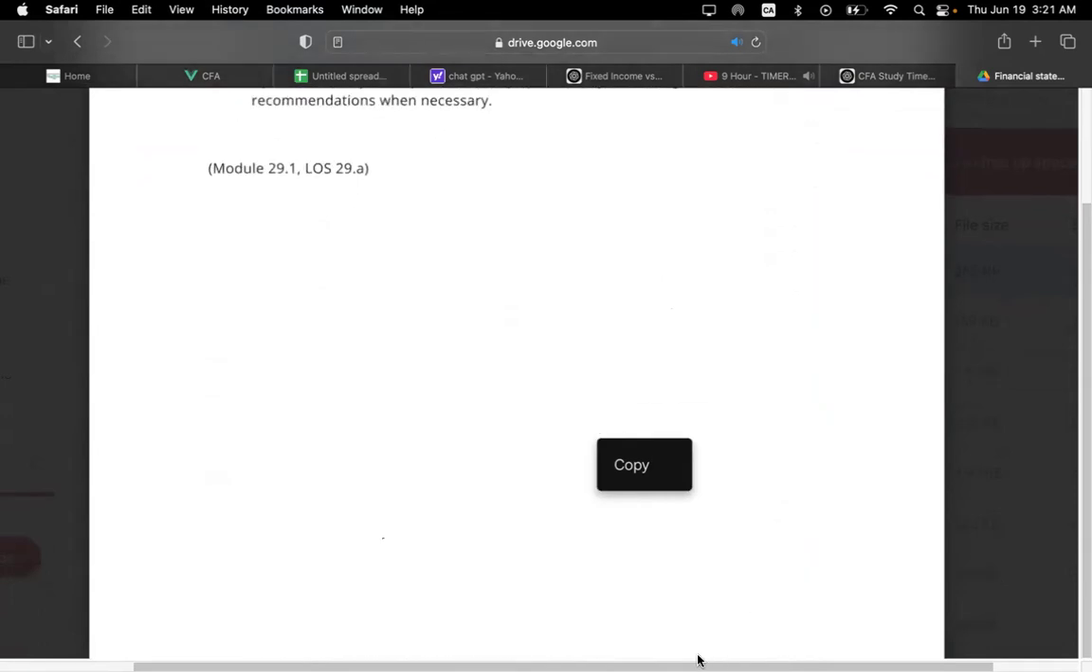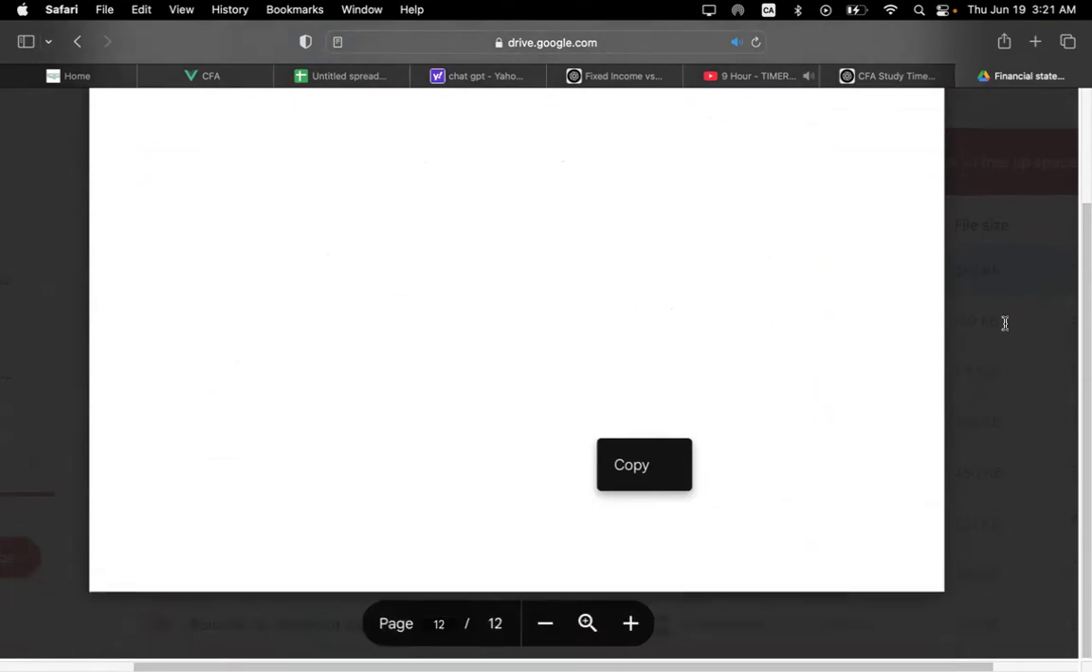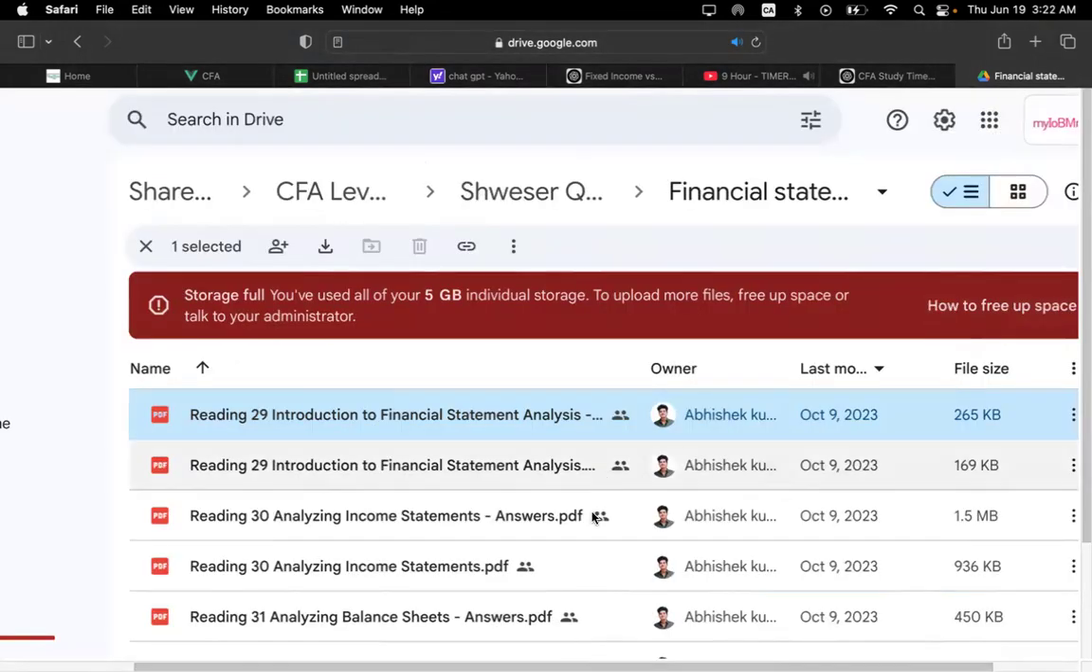So this was it for the first reading. And now I'm gonna quickly send the second reading, which is analyzing income statements. Pretty long, pretty testable reading, very interesting also. So I'm going to send that really quickly.